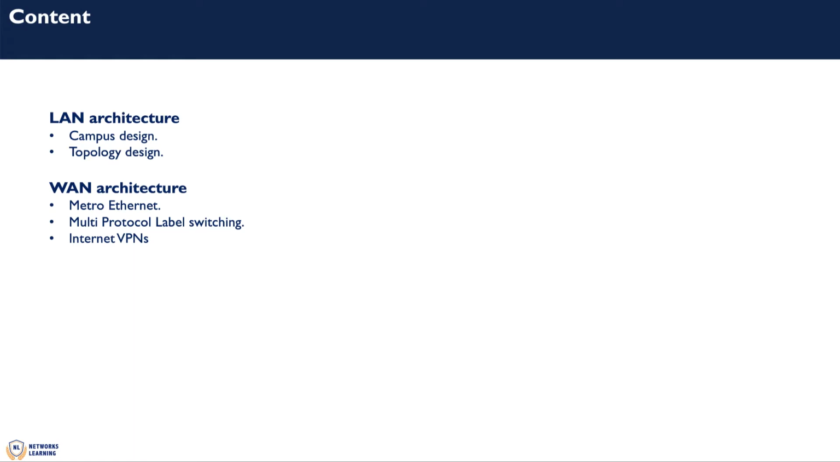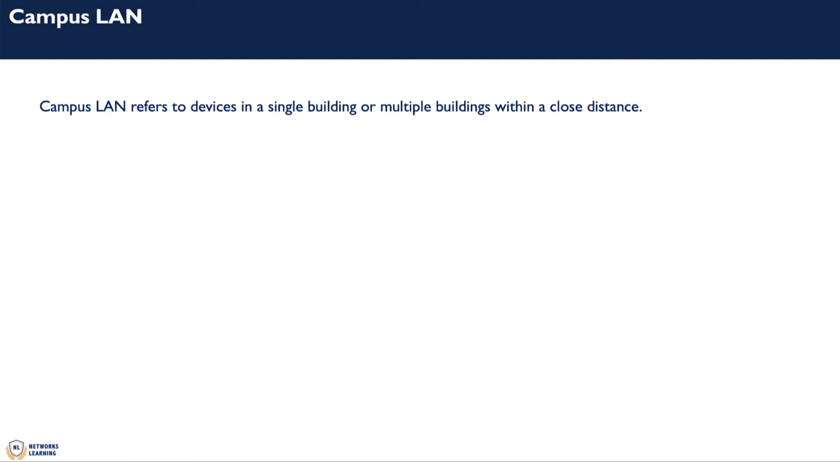In this session, we will cover LAN architecture, campus design and topology design. We will also look at WAN architecture, Metro Ethernet, multi-protocol label switching, MPLS, and we will finish off with Internet VPNs. So starting with Campus LAN.